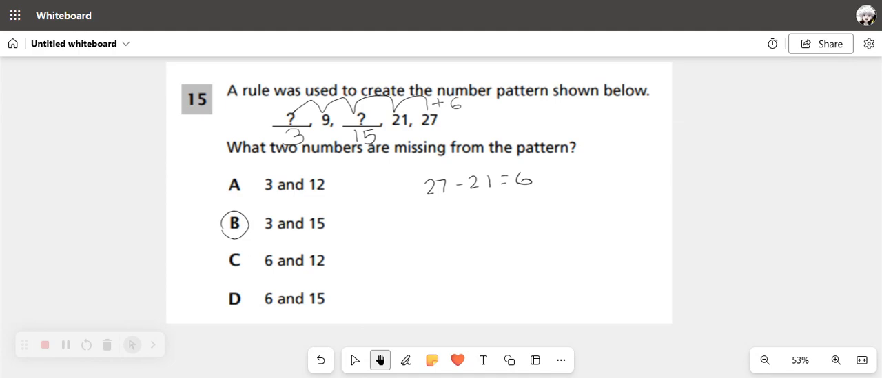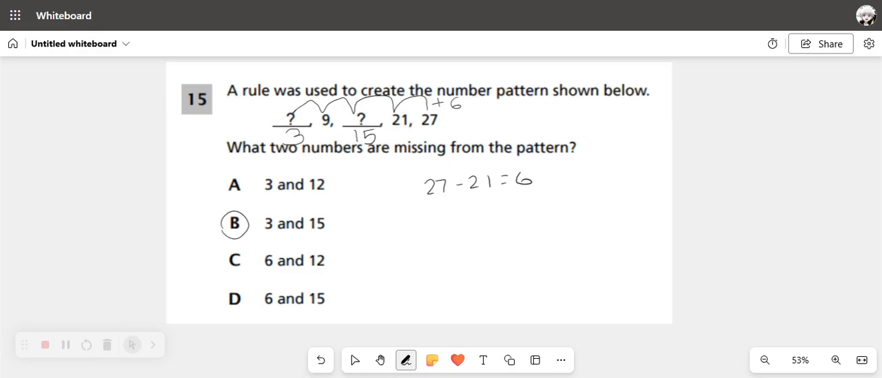For question 15, it says, a rule was used to create the number pattern shown below, blank, 9, blank, 21, and 27. What two numbers are missing from the pattern? So for this, just look at the two numbers that are actually next to each other, which are at the end. They're 21 and 27. And you can guess that the pattern is to add 6 based on these two numbers. So try to do that for the rest of the pattern.